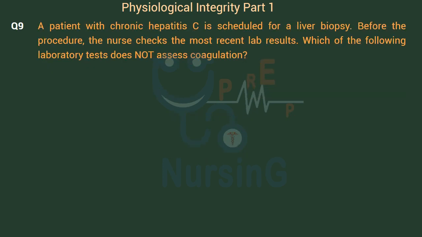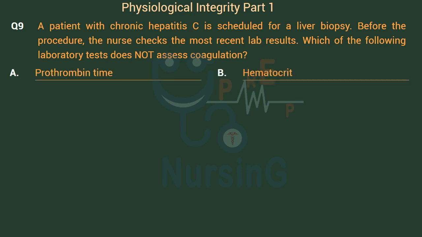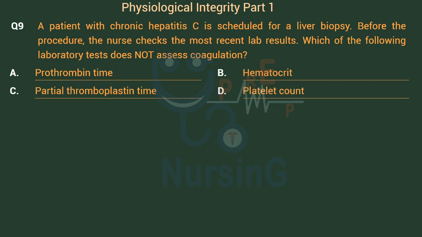A patient with chronic hepatitis C is scheduled for a liver biopsy. Before the procedure, the nurse checks the most recent lab results. Which of the following laboratory tests does not assess coagulation? Option A. Prothrombin time. Option B. Hematocrit. Option C. Partial thromboplastin time. Option D. Platelet count. Right answer is Option B.